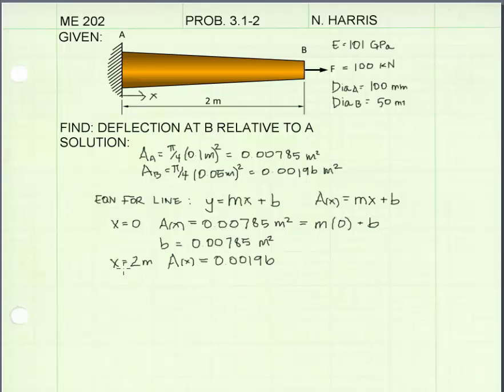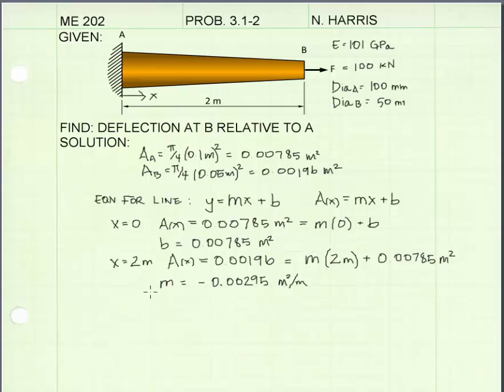We also know that when x is equal to 2 meters, our cross-sectional area expression should give us a result of 0.00196. That's the area we found at B. We can set that area equal to our expression, which is m, the slope, times x equal to 2 meters, plus b, which we found to be 0.00785 meters squared in the previous step. And we can solve for m. And we get m is equal to negative 0.00295 meters squared per meter.